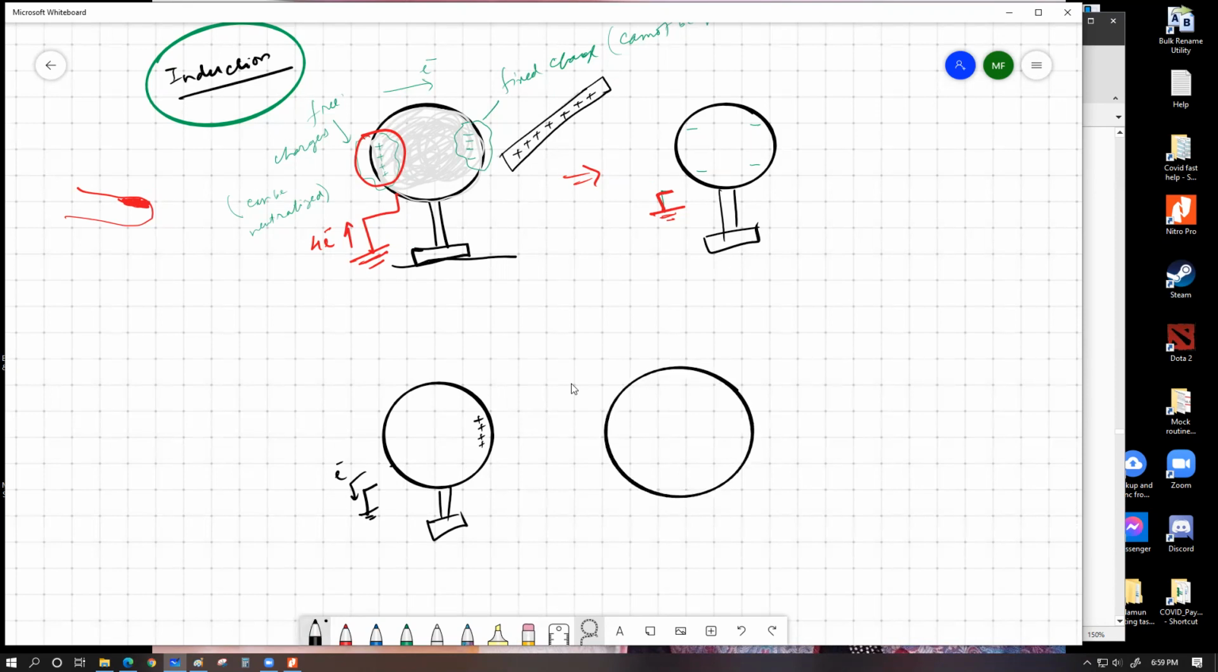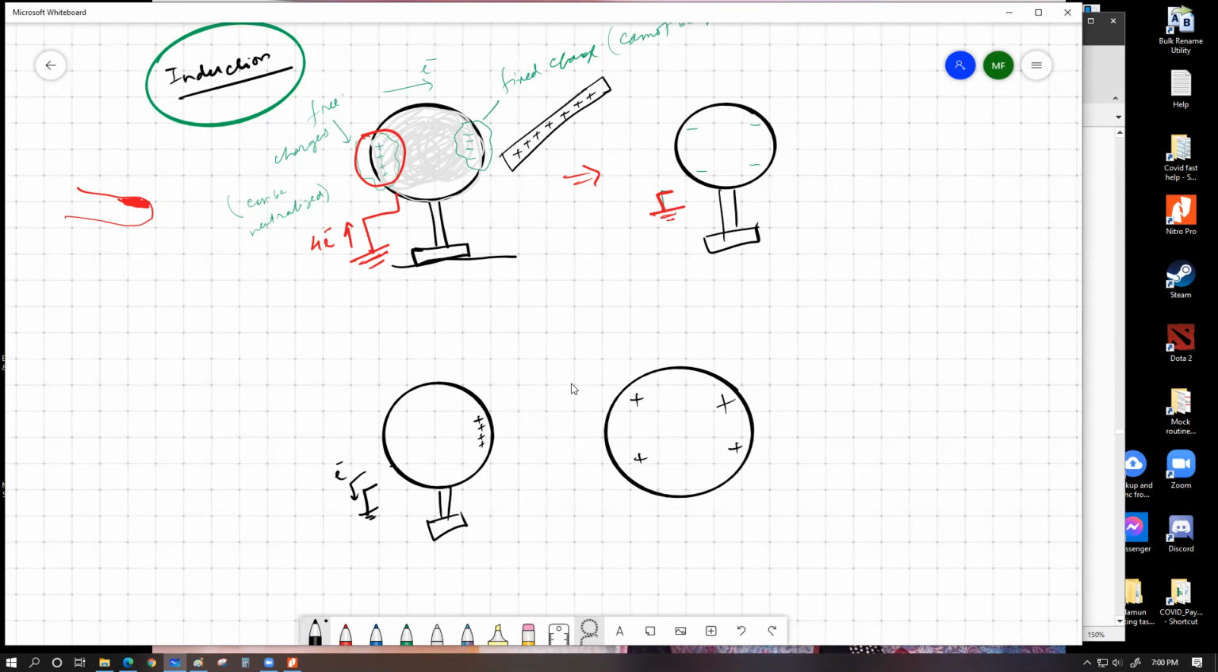Hear me out once again. The remaining electrons in the metal sphere will redistribute themselves so that there is even positive charge all over the sphere. So who are going to move? Who are going to redistribute themselves? Not the positive charge, because the particles which can move are which? Electrons. Electrons.